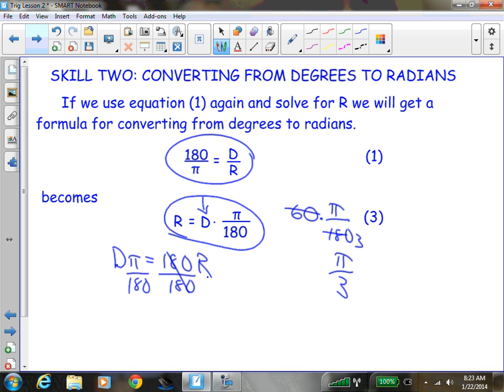And so 60 degrees is pi over 3 radians. Now, one of the things that a lot of people do for the numbers between 0 and 360 is, since you have a unit circle, you just look on the unit circle, and it'll have the 60 degrees, and it'll have the pi over 3 written there a lot of times. Okay?